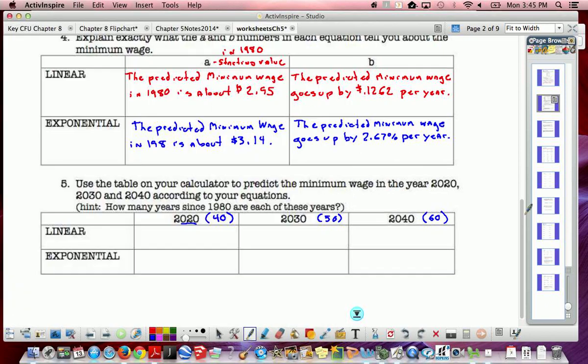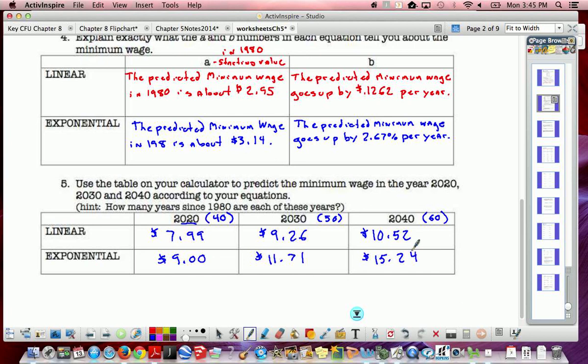I just want to write those answers quickly down here. For the linear, it was $7.99, then 10 years later it was $9.26, and then 10 years after that it was $10.52. For the exponential, but growing at a much faster rate, $9, then $11.71, and then finally $15.24.